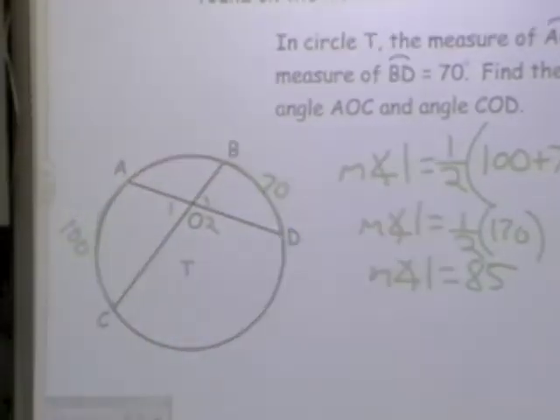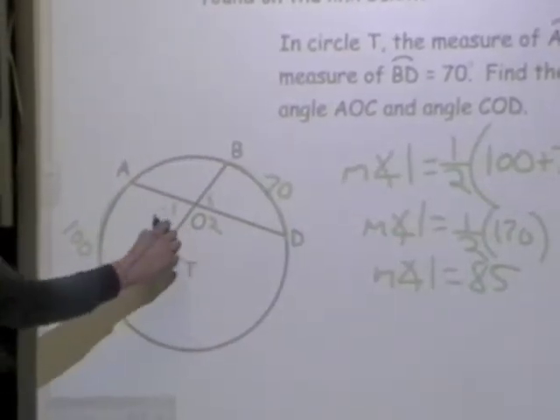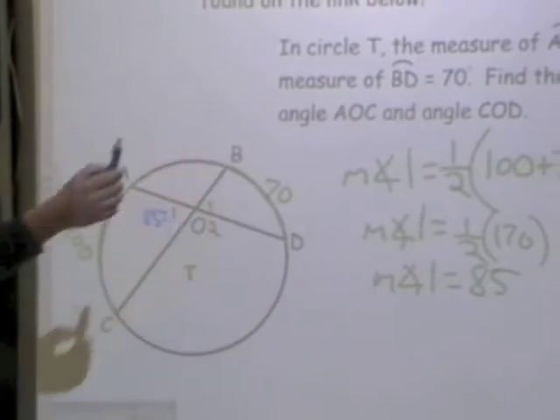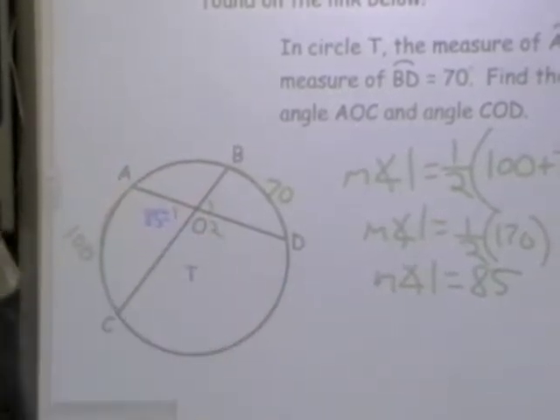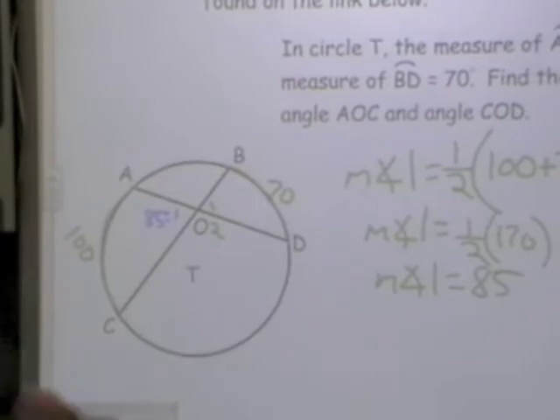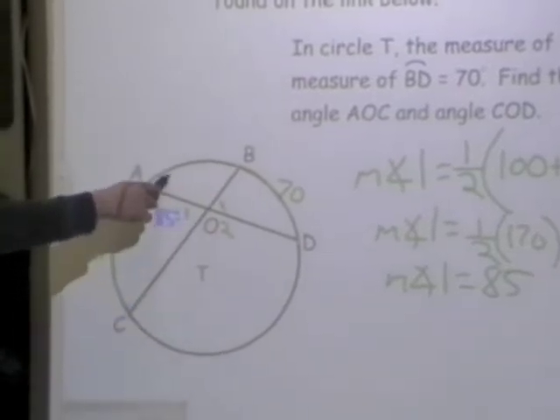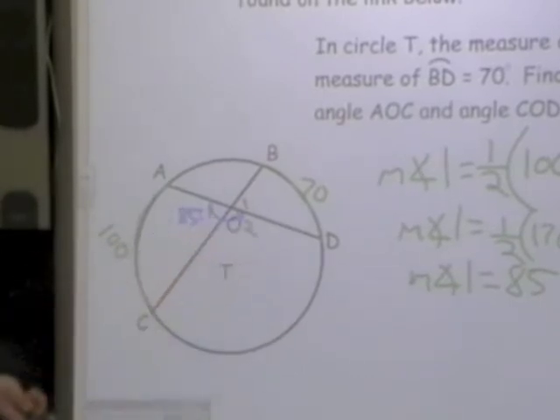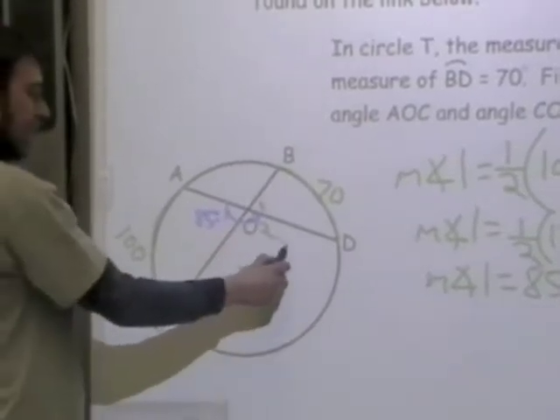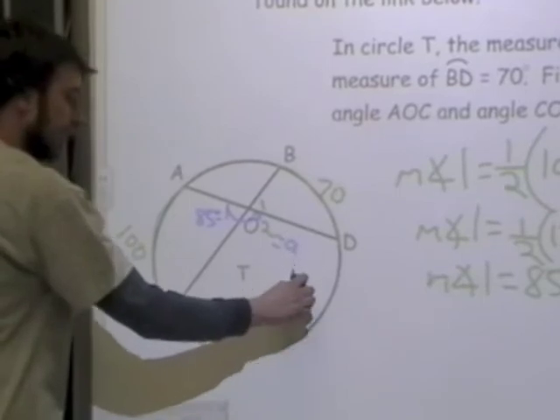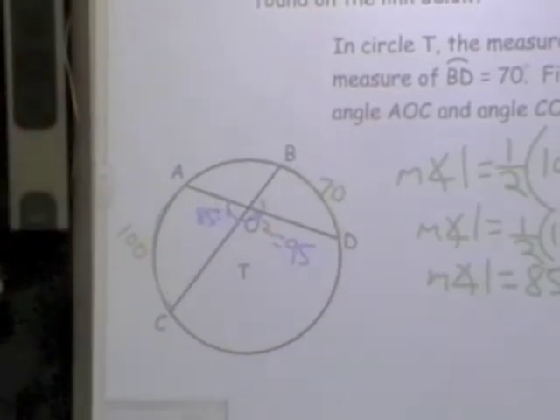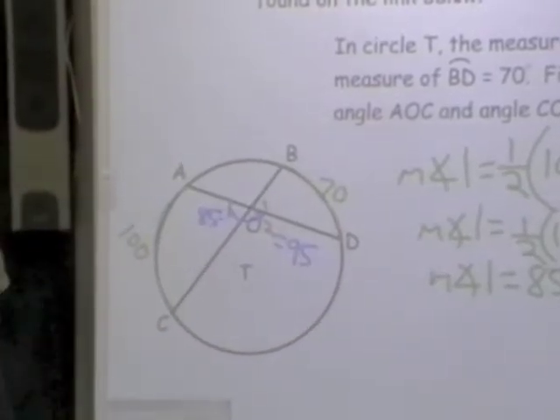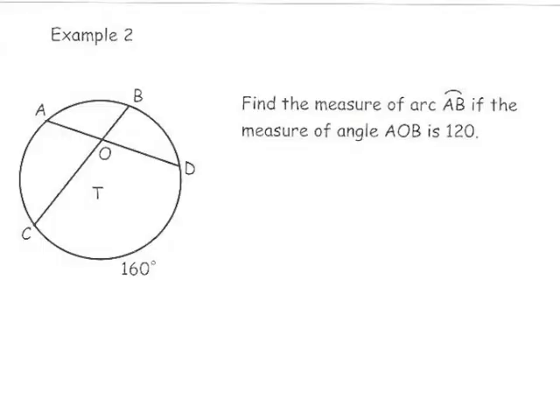All right, next step. Now that we know the measure of angle 1 is 85 degrees, how can we find the measure of angle COD, which I labeled 2? We could use the arcs that it intercepts, but it's a little bit easier. We have a linear pair here. These add up to 180 because they make a straight line, so angle COD is simply 95 because 85 plus 95 equals 180. Let's take a look at one more example with these types of angles.